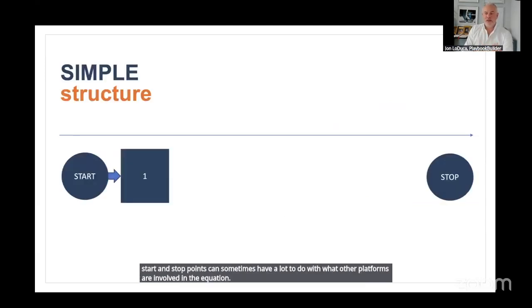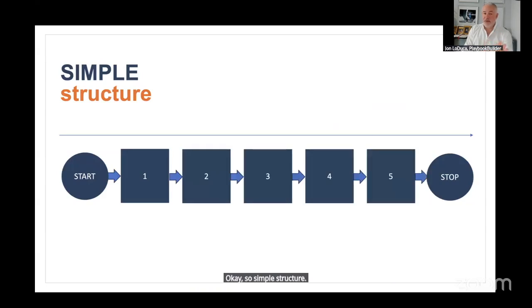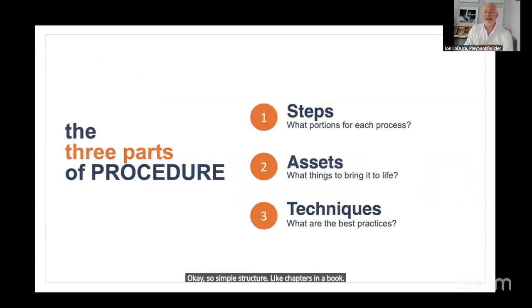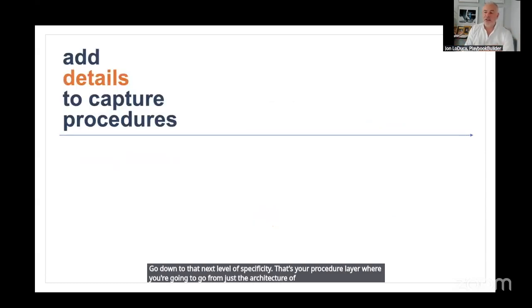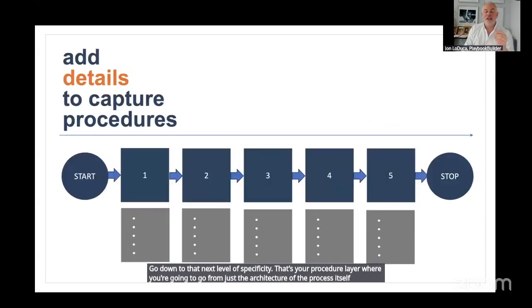Okay, so simple structure, like chapters in a book. Go down to that next level of specificity. That's your procedure layer, where you're going to go from just the architecture of the process itself down into the nitty gritty, step by step of the procedure. And that can be what you'd use in a three-step process documenter if you're running on EOS. You've been exposed to that.